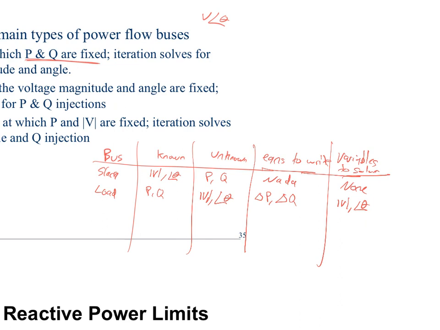Let's look at the last bus, which is going to be a generator bus. In a generator bus, we know P and the magnitude of V. We do not know Q or theta. Okay? Those are unknown. The equation that we can write that we're going to use to solve Newton-Raphson is delta P, right? Because we actually know what P is, so we can check if we have a valid result at that location just by simply writing our power balance equation. The variable we're going to solve for is theta at that bus.